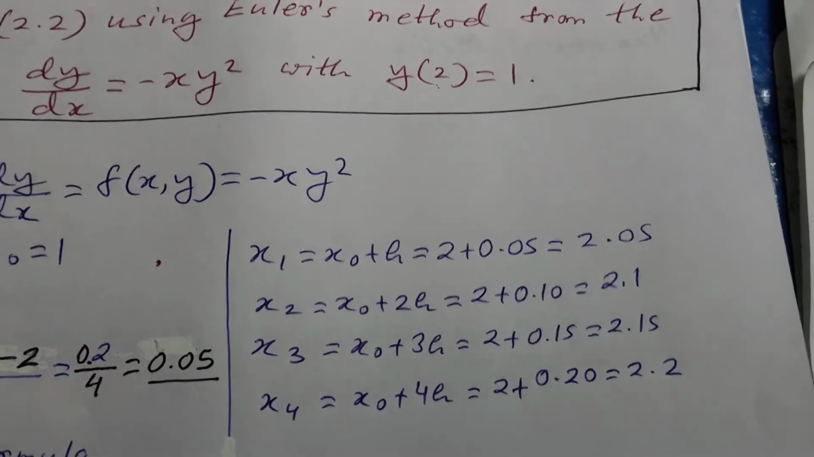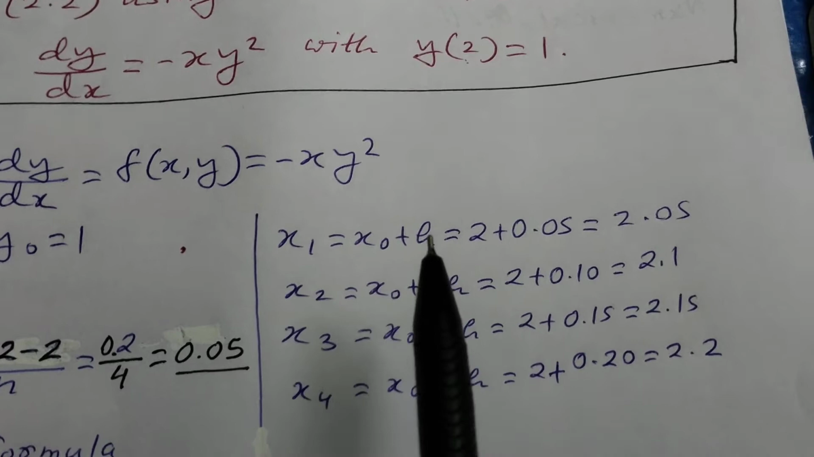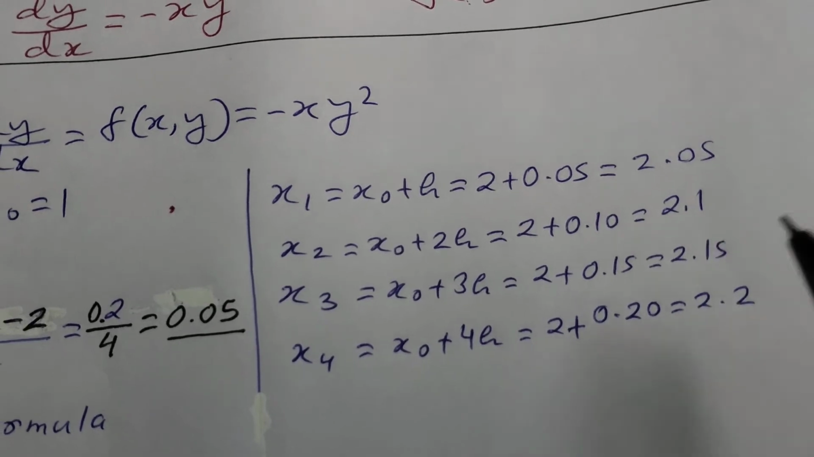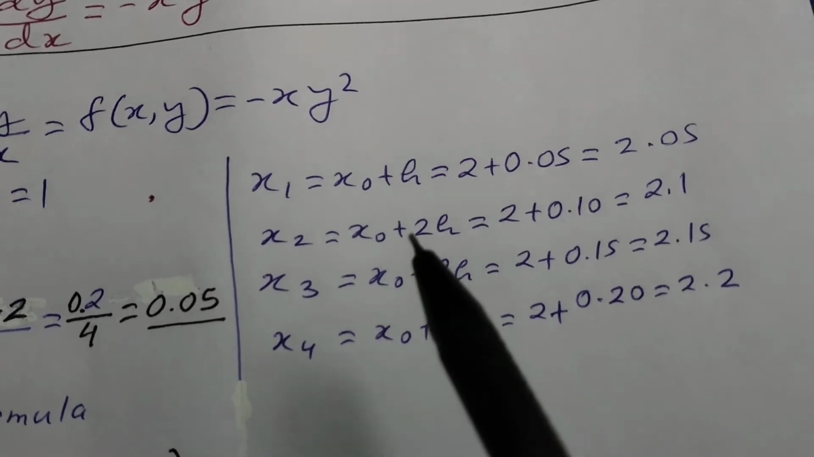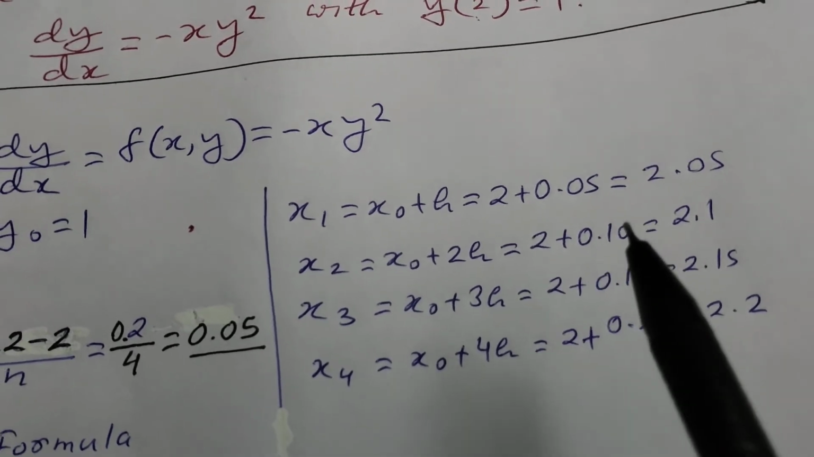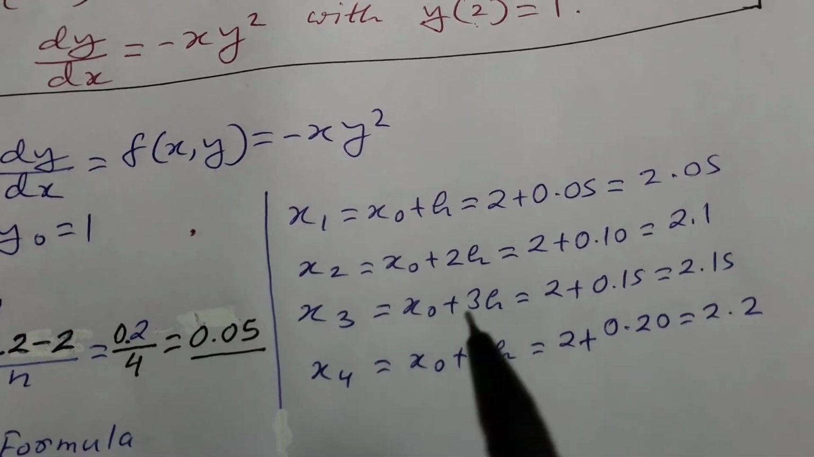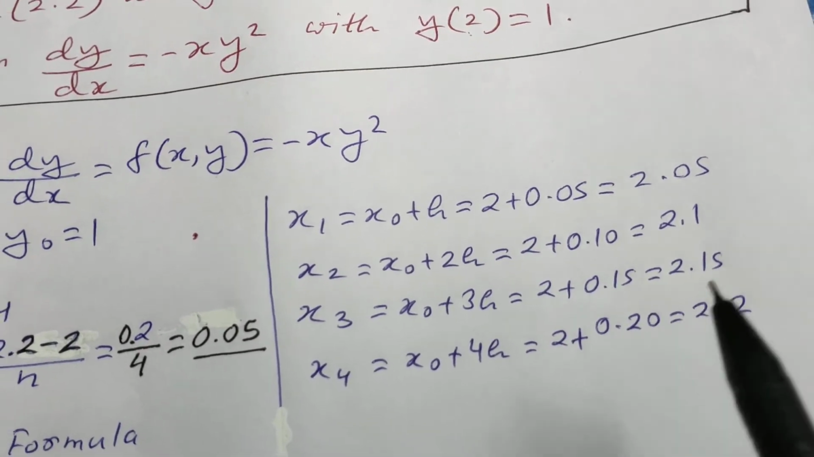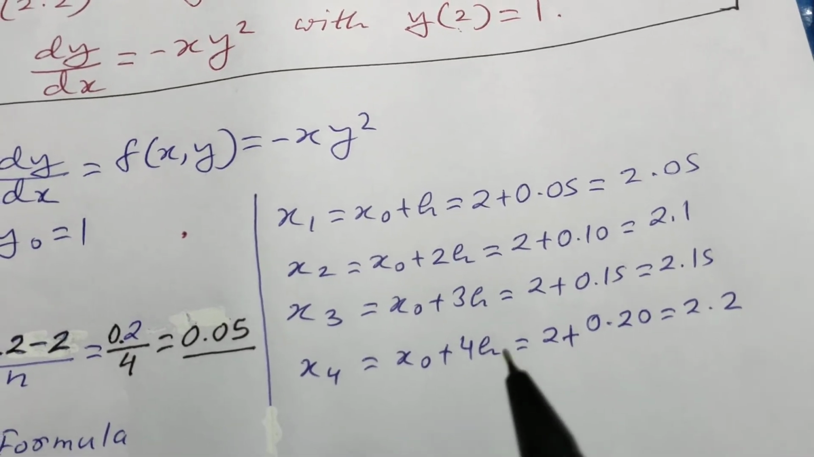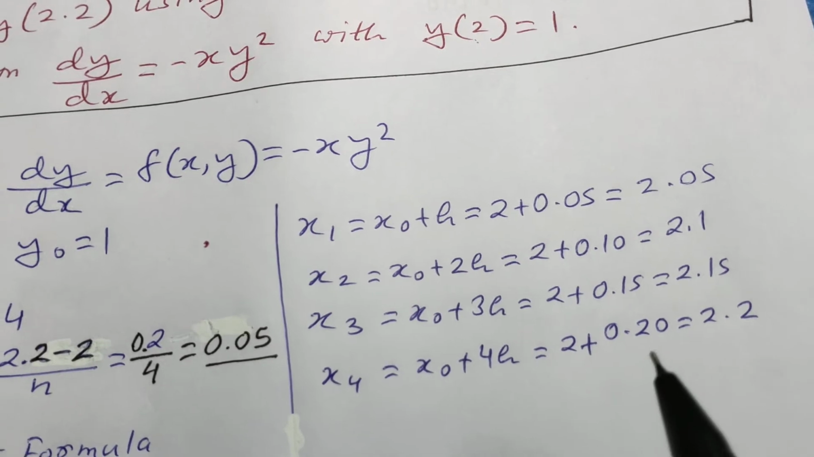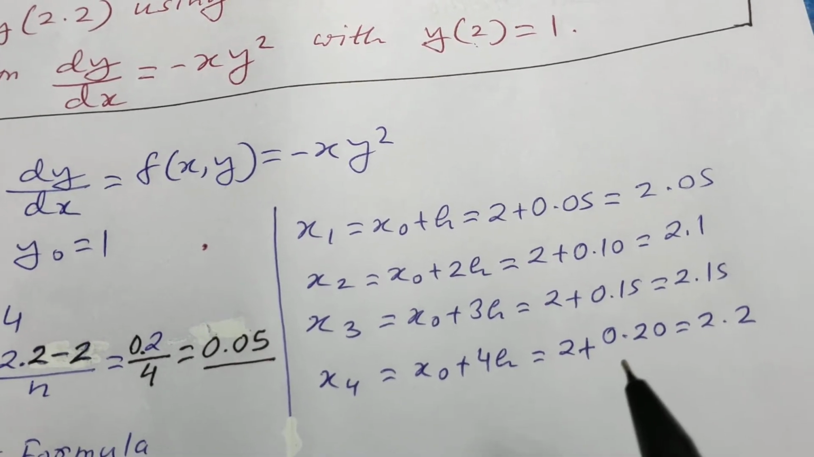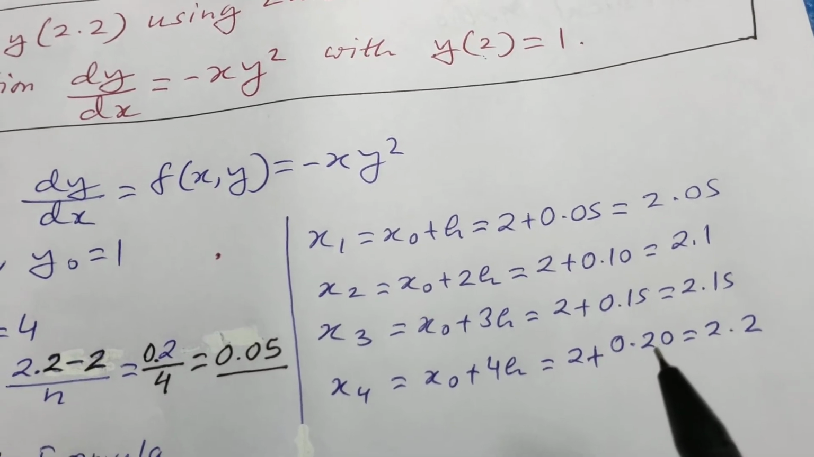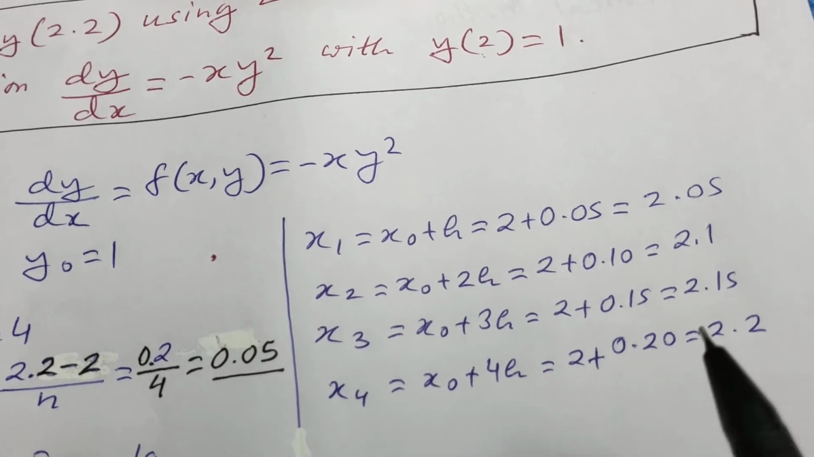So x1 equals x0 plus h, equals 2 plus 0.05 equals 2.05. Similarly, x2 equals x0 plus 2h equals 2 plus 0.10 equals 2.1. x3 equals x0 plus 3h equals 2 plus 0.15 equals 2.15. x4 equals x0 plus 4h equals 2 plus 0.20 equals 2.2. How did we get 0.20? It is actually 0.05 into 4, that is 4 into h, so 2.2.